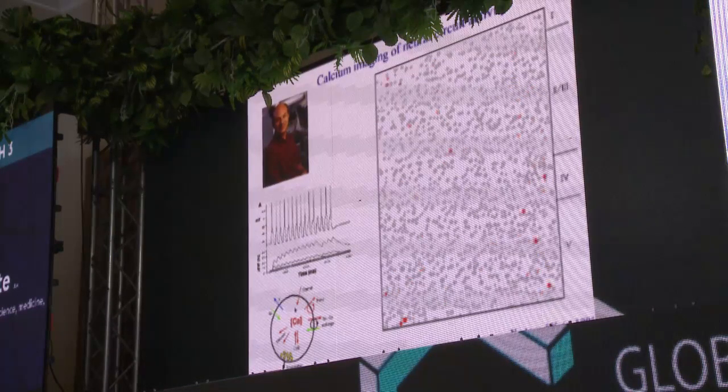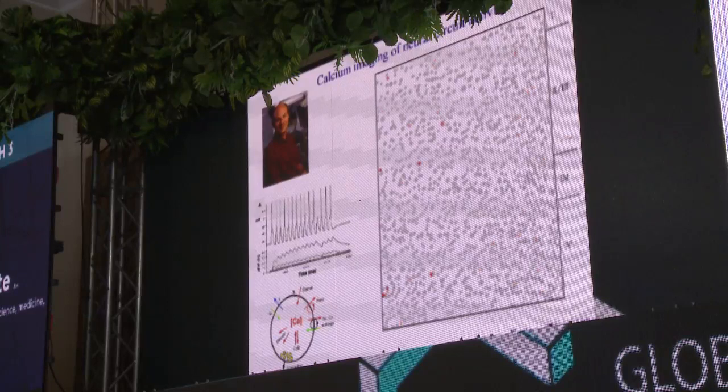And we got doubly lucky because every time a neuron fires, every time it's activated, there are calcium channels that open and let calcium into the cell. Which means that if you monitor calcium optically, you have an indirect readout of the activity of the neuron. And we can do this simultaneously for many neurons at the same time.